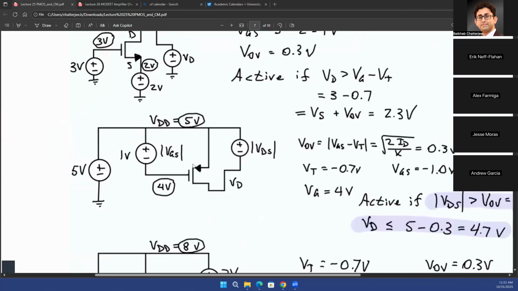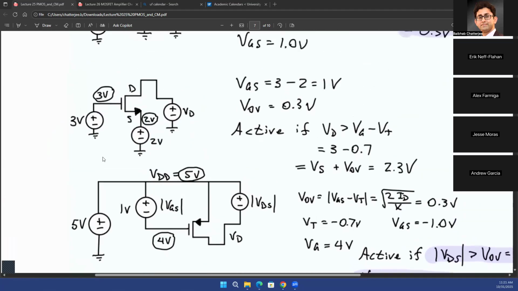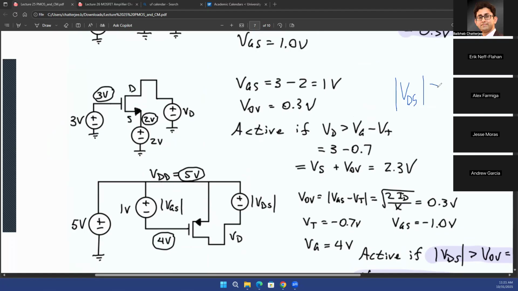Let's just take a look at the PMOS version of a similar thing. We had the general form of that thing: the absolute value of VDS is greater than the absolute value of V overdrive. That's the general form of the active region.